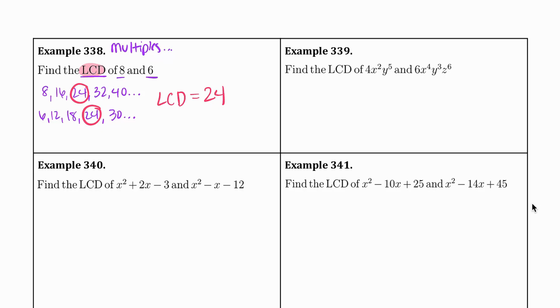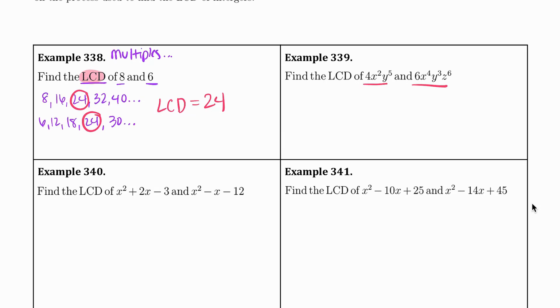All right, so when we are finding the least common denominator of something that has variables with exponents, I'm going to give you little steps right here. The first thing we're going to do is find the LCD of our coefficients, or our numbers. So let's do that first. We've got 4 and 6. If we think of the multiples of 4: 4, 8, 12, 16. The multiples of 6: 6, 12, 18. The smallest one that they both go into is 12. They also share 24, but that's not our least common denominator.